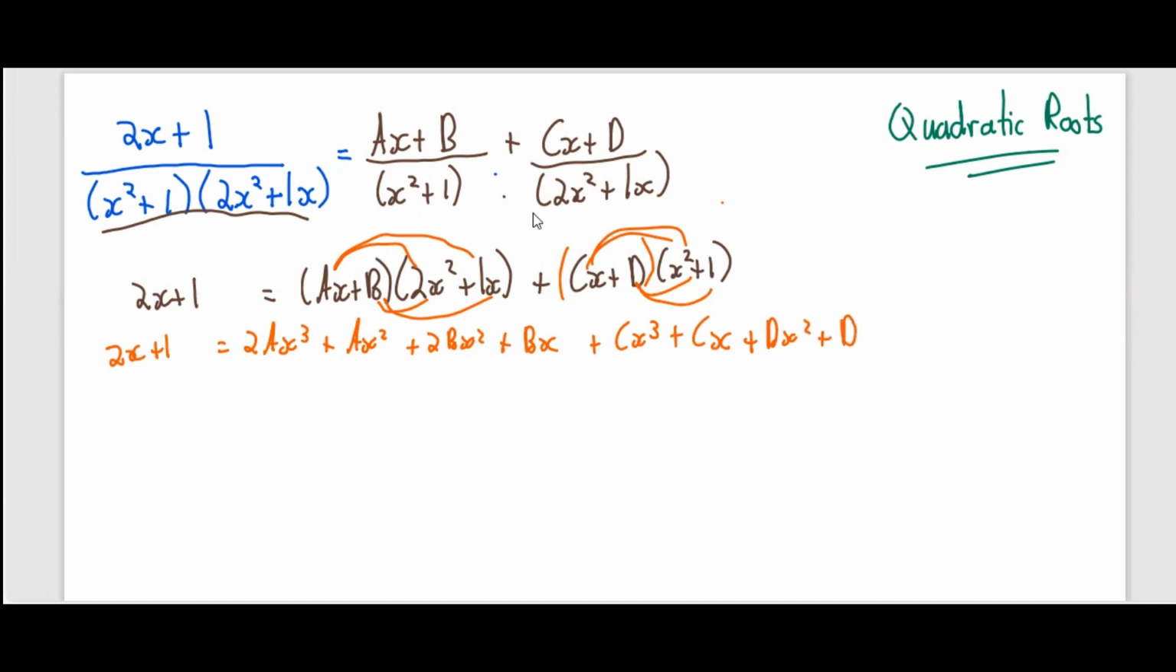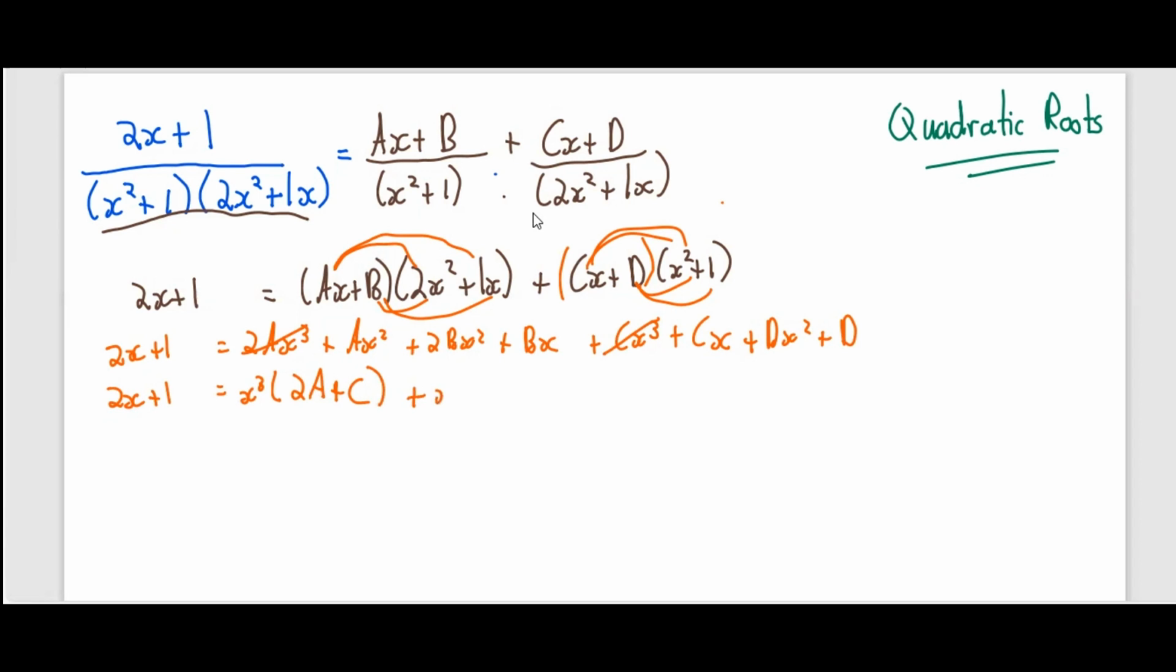Next up we have group coefficients. Okay, group before you equate. So all the x cubes, you can just group. So for x cubed we have 2a, cross over, where we have c, we have c. I think that's all the x cubes we have.